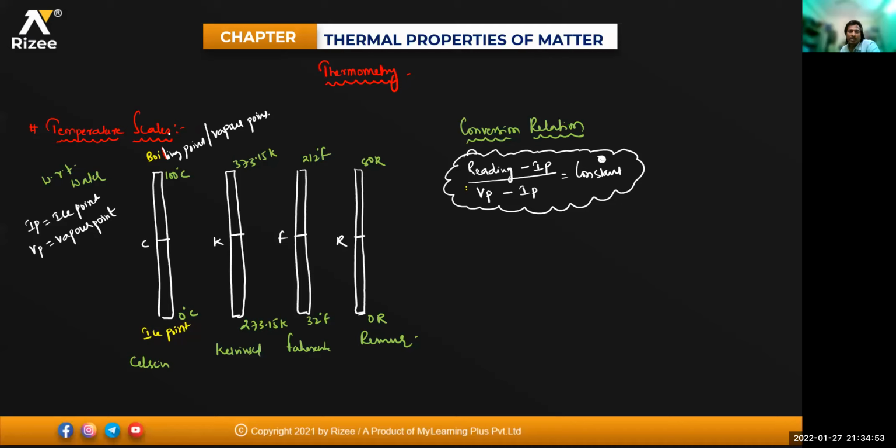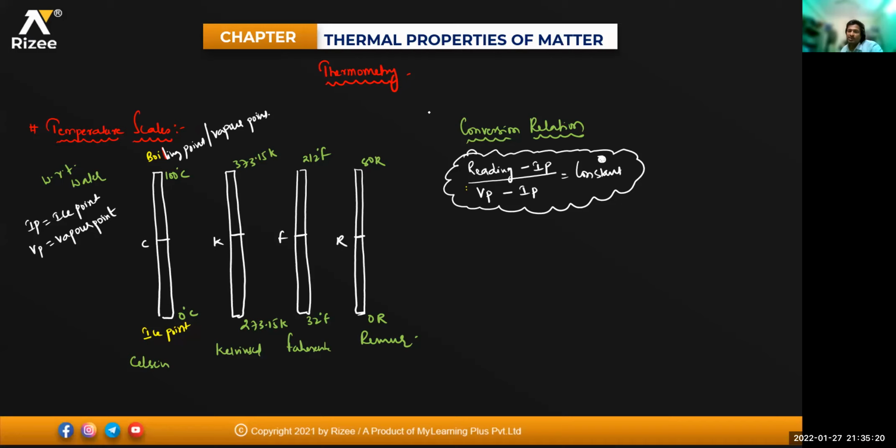Okay. So in the temperature scales, the lower fixed point for the Celsius scale is 0 degrees centigrade and the upper fixed point is 100 degrees centigrade. For Kelvin, it is 273.15, and the higher point, or boiling point or vapor point, is 373.15. For the Fahrenheit scale, the lower fixed point is 32 degrees Fahrenheit and the upper fixed point is 212. And for the Reaumur scale, the lower fixed point is 0 R and the upper fixed point is 80 R. Clear?